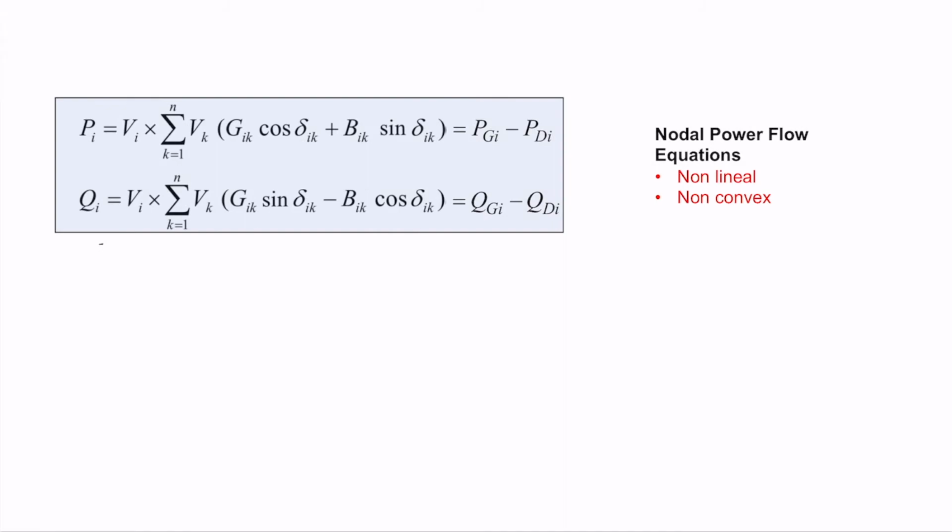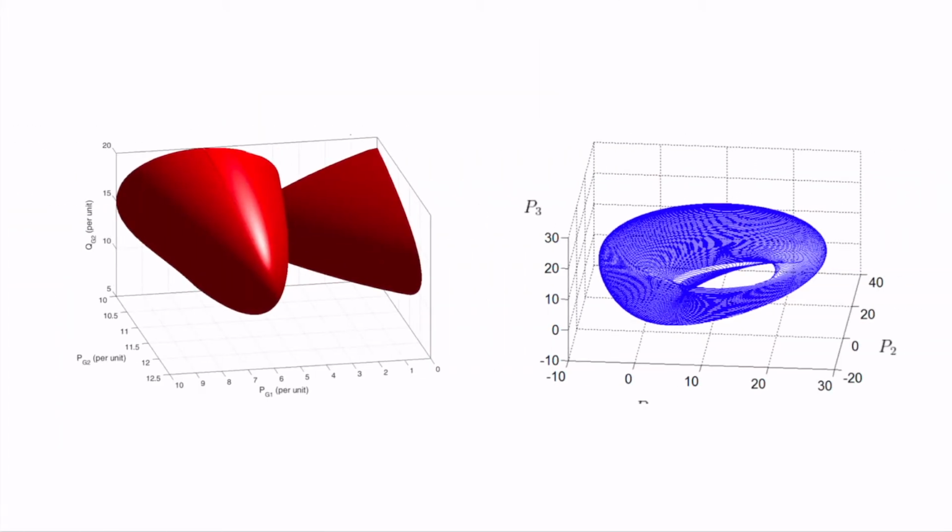Instead of using the polar form of the admittance matrix, I can use the rectangular form. I will have some elements related to the real part, and this is the imaginary part of the admittance matrix. Ik, remember, represents the value of the element I with regard to k. Still, this is nonlinear, so I have cosines, I have sines. How does this power flow look? Those are very nonlinear equations, and it looks like this type of surface.